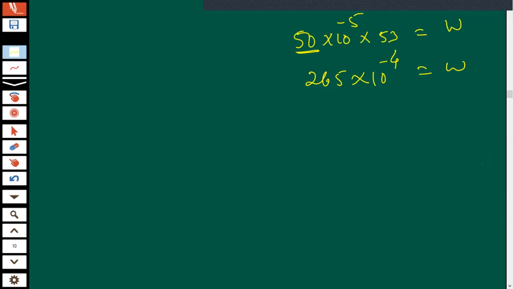So we can write it like this also, 0.0265 gram, right? So this is the double titration.